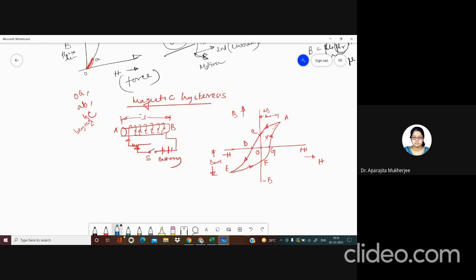Now, if a magnetic substance is magnetized in a strong magnetic field, it retains a considerable portion of magnetism after the magnetic force has been withdrawn, and the phenomenon of lagging of magnetization behind the magnetic force is known as magnetic hysteresis. What did I say? If a magnetic substance is magnetized in a strong magnetic field, it retains a considerable portion of magnetism after the magnetic force has been withdrawn, and this phenomenon of lagging of magnetization behind the magnetizing force is known as magnetic hysteresis.